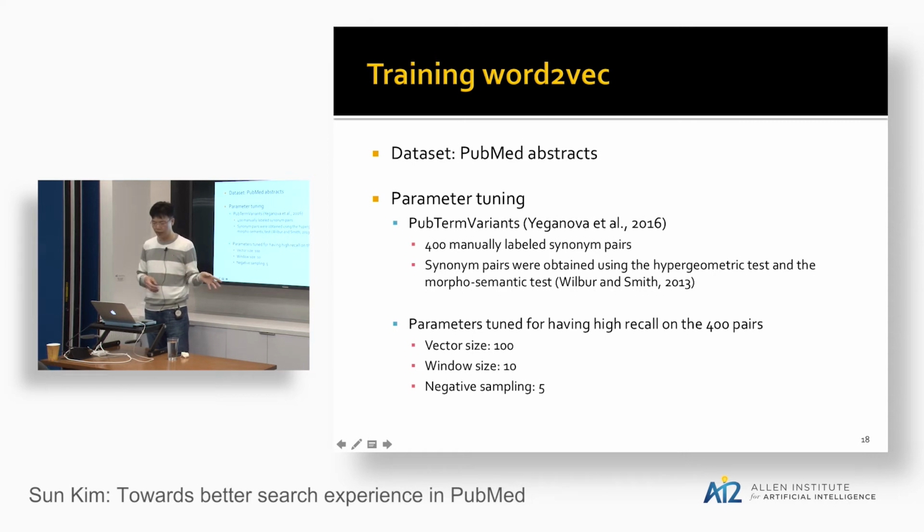So here's how we trained word2vec and tuned the parameters. Text is from PubMed abstracts, and for parameter tuning, we use 400 manually labeled synonym pairs from PubTerm variants. This set is synonym pairs we obtained from the hypergeometric test and the morphosemantic test. We adjusted the parameters to have high recall on these 400 pairs. High recall means low precision, so if we use word embedding features only, then this is a problem. But we're going to merge these word embedding features with other features later. So to have all possible combinations at an earlier stage is a good method.